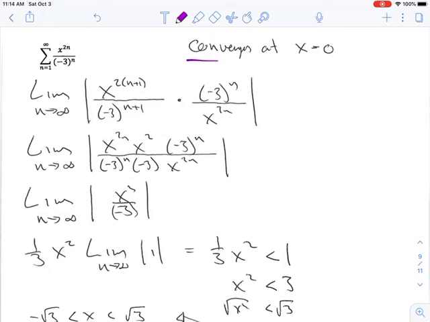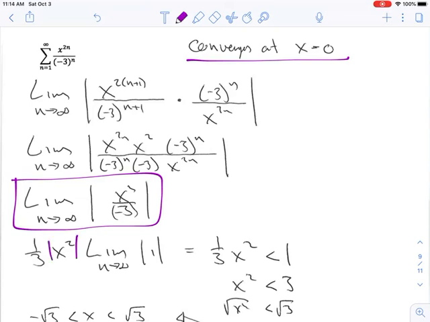Here's another one where it is centered at 0. Doing the ratio test, we end up with the limit as n approaches infinity of x squared over negative 3. And of course, the absolute value of negative 3, when we pull it out, we can just make it 3. Sometimes I forget to put the absolute value around there. And the limit of 1 is 1. So we have 1/3 the absolute value of x squared times 1.